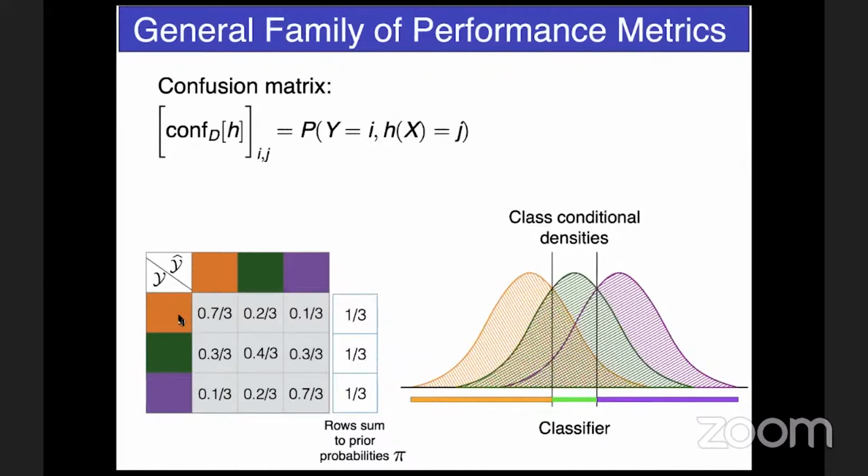Let's first try to understand the first row of this matrix. What does the first row say? Let's look at the orange row. The first column of the first row says what fraction of orange is classified as orange, right? So that's 0.7 by 3. We'll come to the by 3 later. So 70% of orange is classified as orange according to this classifier. So that's 0.7. How much of orange is classified as green? You see that this region is classified as green, but it is still possible that it is orange. So about 20% of orange is classified as green. And we can ask the final question, how much of orange is classified as purple? And that's about 10%. That's 0.1.